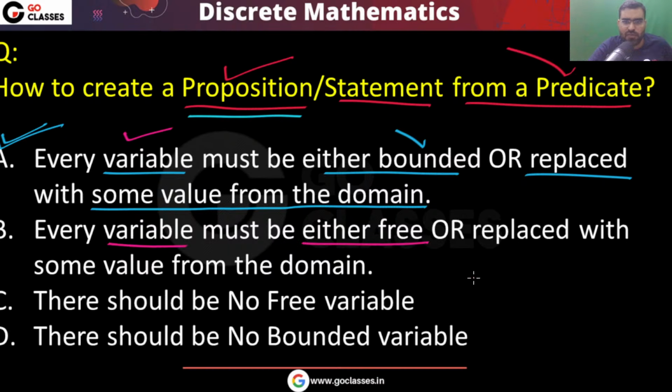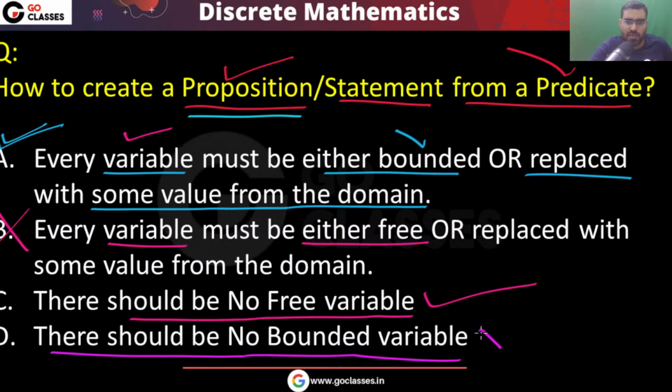Every variable must be free. This is not correct. B is not correct. There should be no free variable. Yes, this is correct. There should be no bounded variable. This is not correct. So the answer is going to be A, C. Clear? Is this understood by everyone? Very simple. Okay, so this is how you can do it.